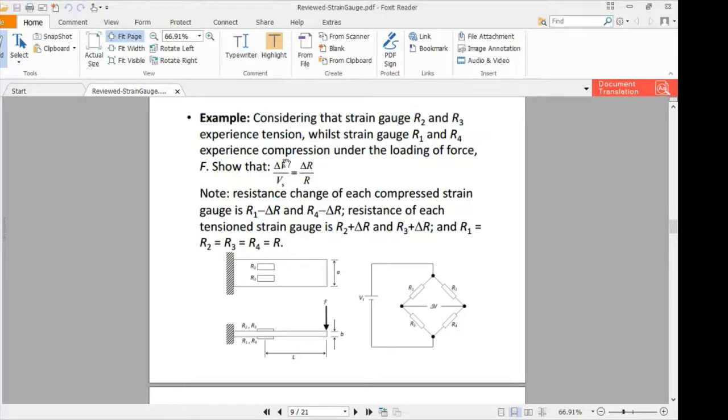is actually equal to delta R divided by R. This is a full bridge, and in this case, note that the resistance change of each compressed strain gauge, that is strain gauge 1 and strain gauge 4, should be negative, whereas the tension strain gauges, R2 and R3, experience positive delta R. And the initial unstrained resistance is equivalent, that is R1 equals R2 equals R3 equals R4 equals R.